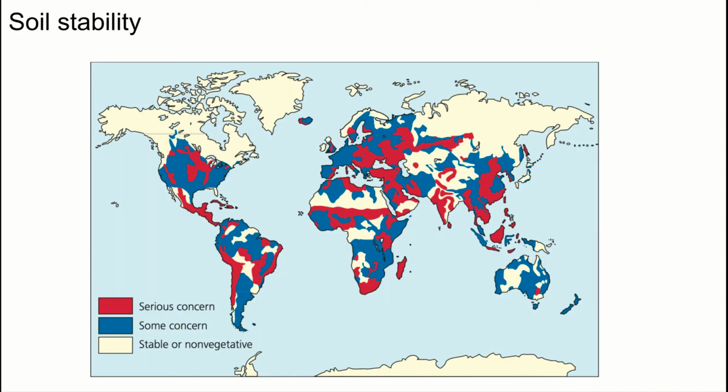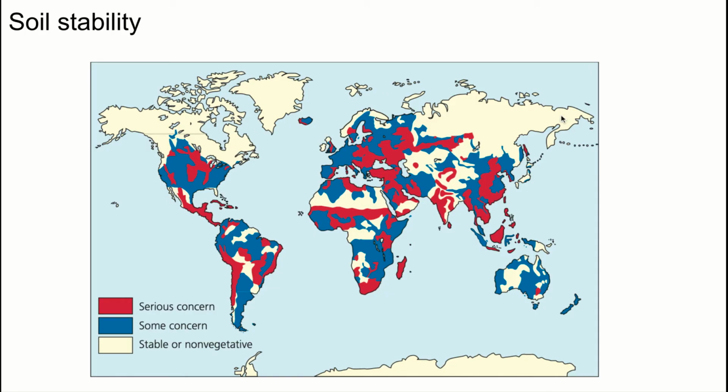First, in case you're thinking to yourself, I don't really care how soils are doing right now, this is a map that shows soil stability worldwide. What you can see from this map is that any region in blue or red is a region where there is concern for the stability and nutrient availability of the soil. And that is covering the majority of spaces on Earth. We do have some stable regions.